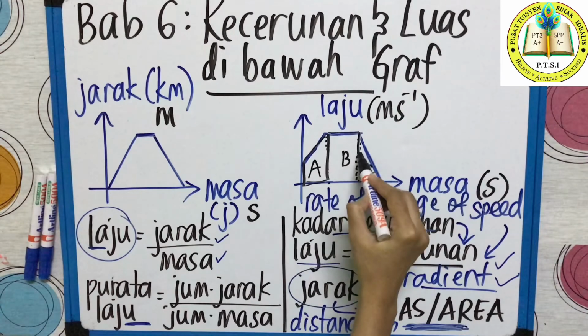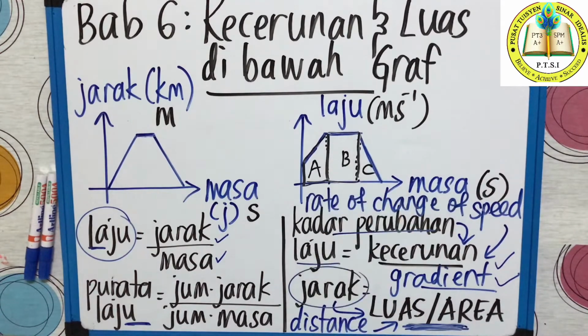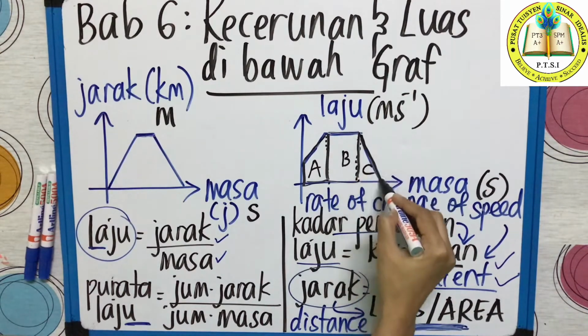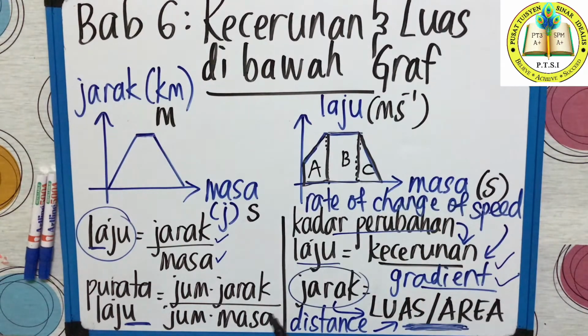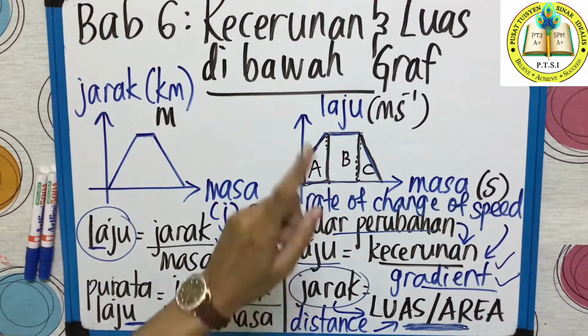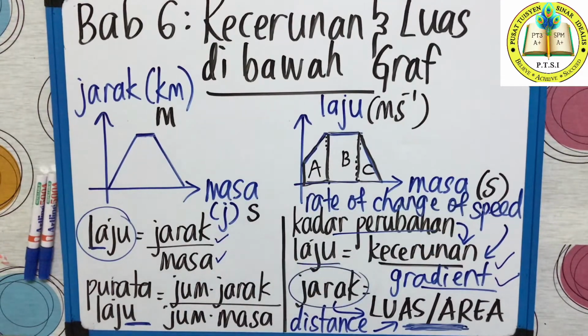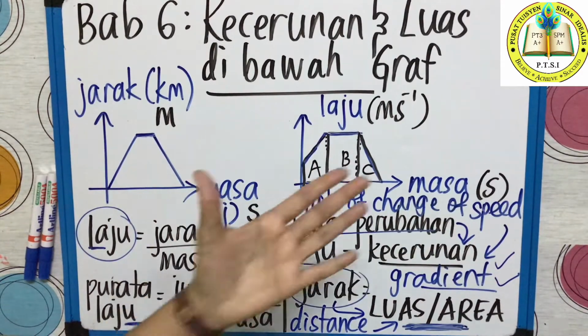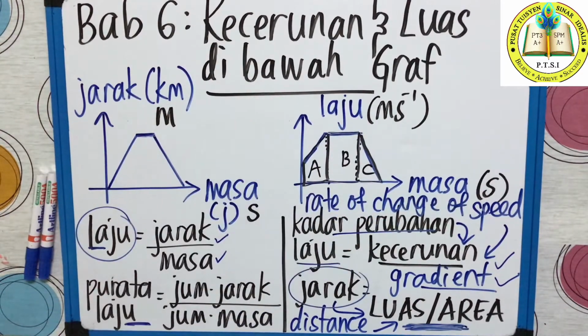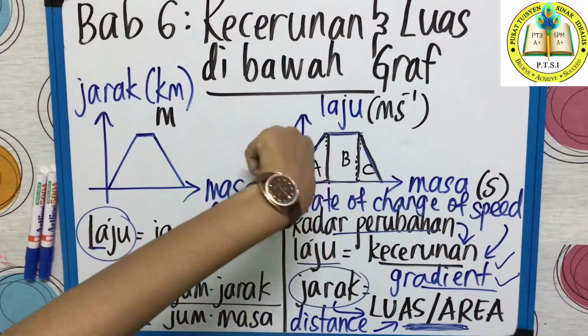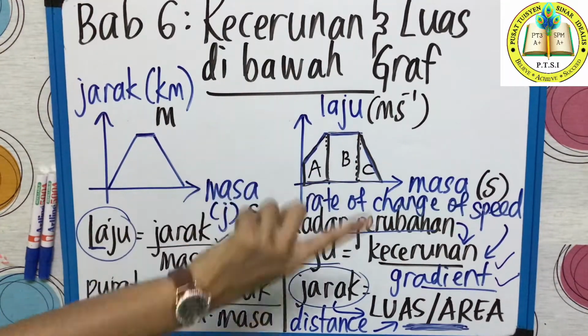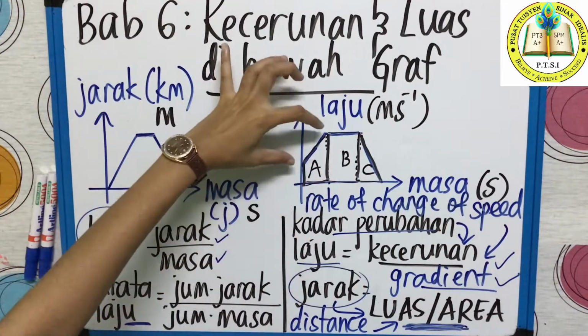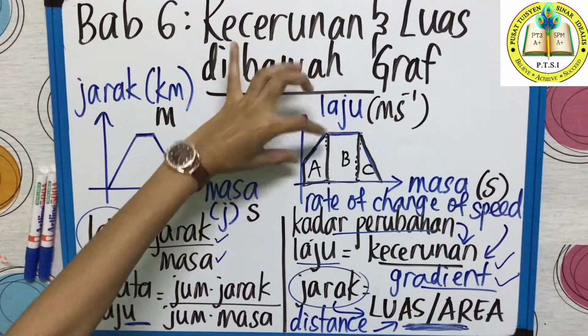Next one, this part. This one is a rectangle. Do rectangle area. Segi 4 tepat luas. And this one is triangle. You do the segi 3 luas formula. So, bila soalan minta jarak untuk graf laju masa, you have to do area. How to do area? You do the area for the whole shape. Terpulang kepada soalan. Kalau soalan tanya jumlah jarak, you do the jumlah area. You do the jumlah luas. If they only ask you jarak for the first part, you do the area for the first part.